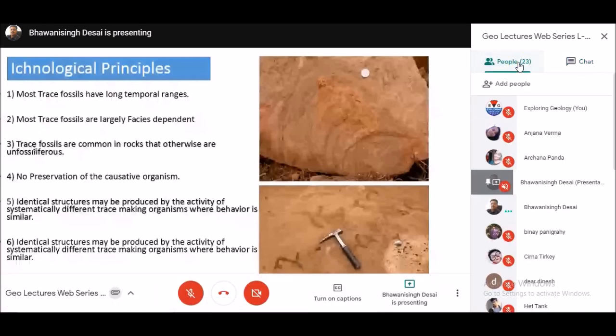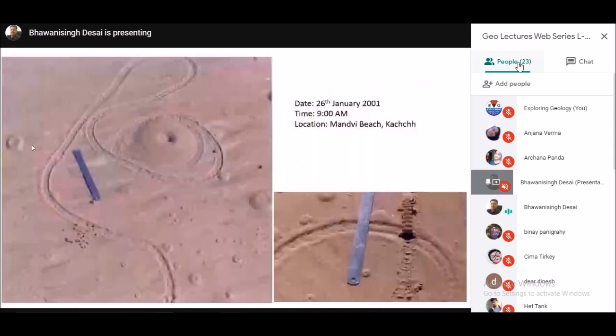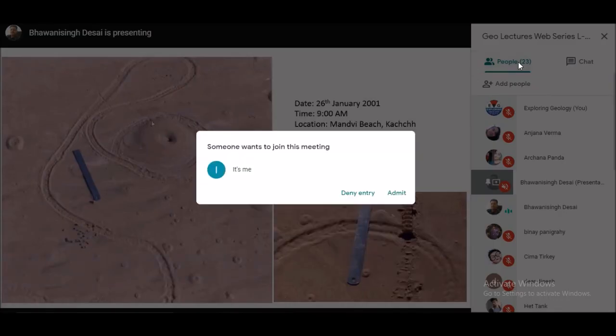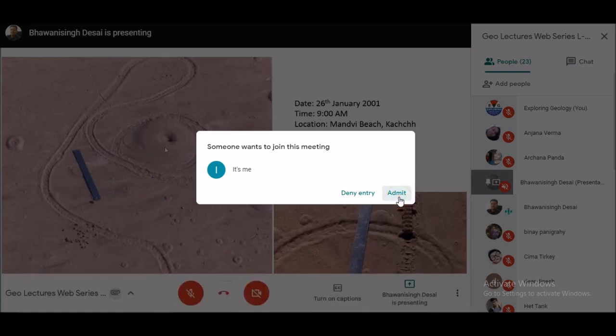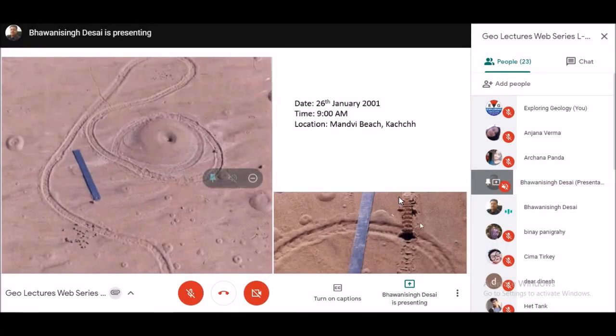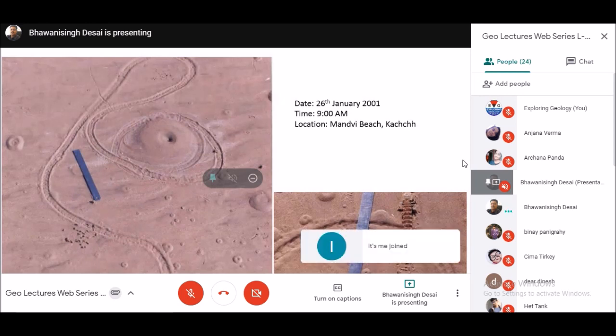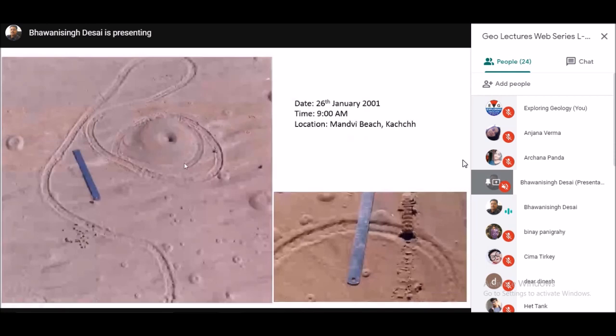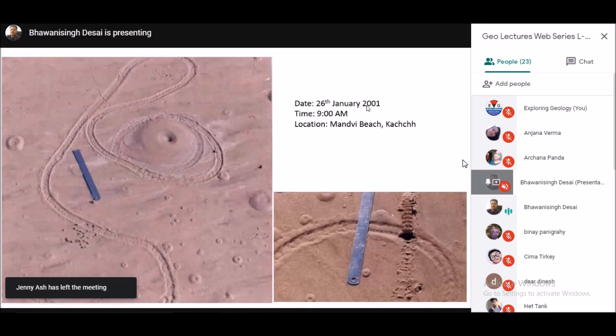Now I'll just stop for a minute and show you this photograph. Now look at this track. It looks like it was made by a very confused person. This track was made by this organism which is lying here. This is known as Oretoscula striata. And to make it more interesting, look at the date on which these photographs were made. I took this photograph when I was doing my PhD, at Mandvi Beach in Kutch on 26 January 2001, around 9 AM in the morning.